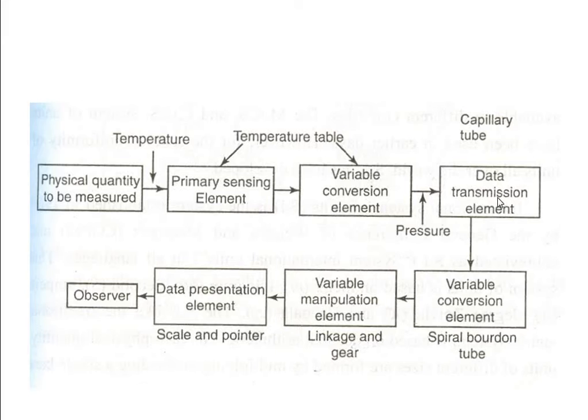And next we are having our capillary tube, the data transmission element. The pressure is transmitted into the capillary tube, and then we are having the conversion element, which is the spiral Bourdon tube. So the spiral Bourdon tube pressure gauge is the conversion element, and then we are having our linkage and gear, which is the variable manipulation element.